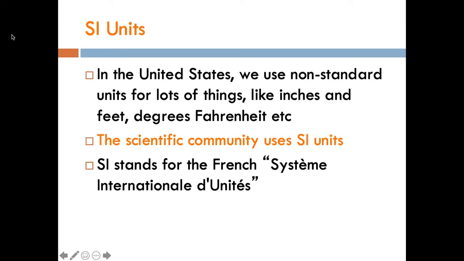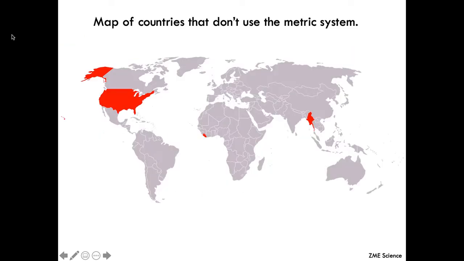SI units. In the United States, we're used to using these non-standard units like inches, feet, degrees Fahrenheit, but that goes against what the scientific community does. And scientists in the United States use SI units. SI stands for the French Système International des Unités. I suppose that's how you would say that, if you were French.